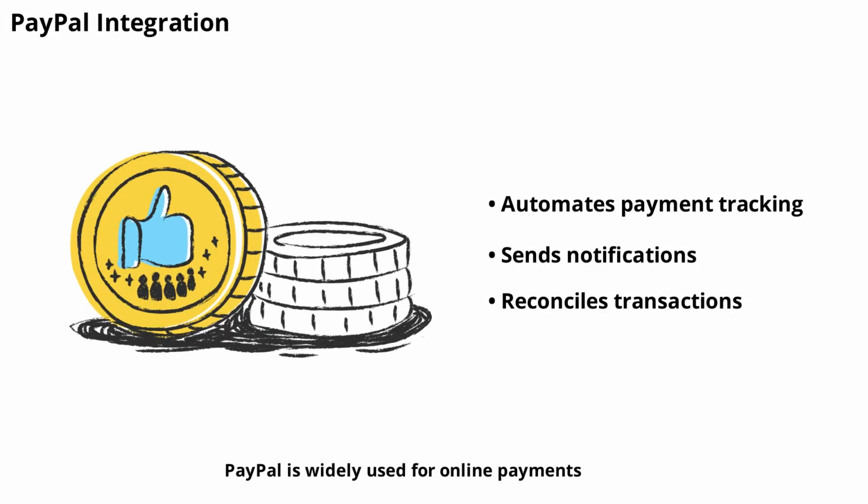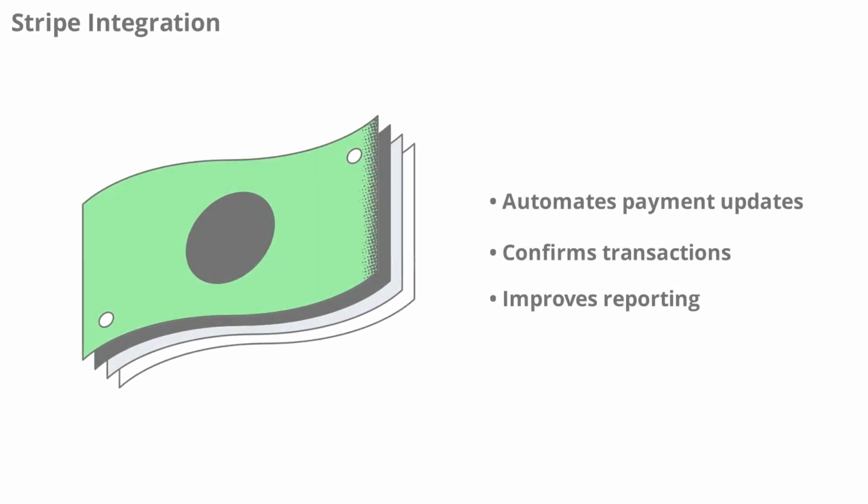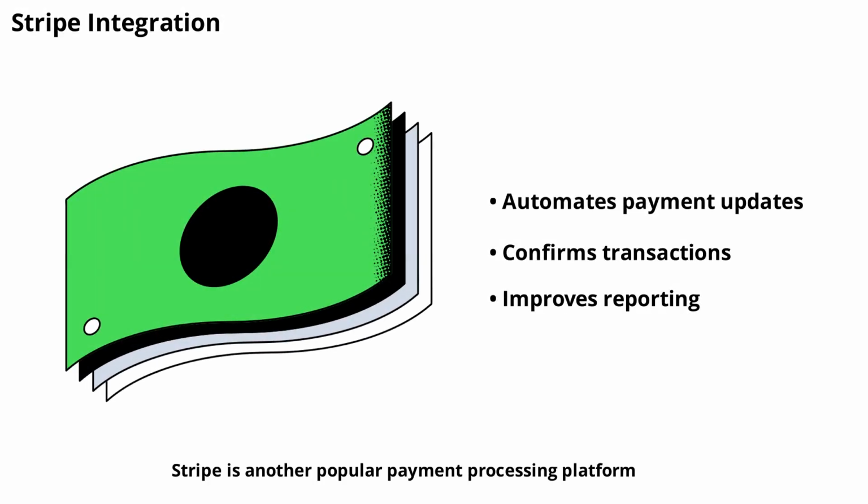PayPal is widely used for online payments. Power Automate integration allows finance teams to automate payment tracking, notifications, and reconciliation. For example, when a payment is received, Power Automate can update records and notify the team, ensuring accurate and timely financial management. Stripe is another popular payment processing platform.